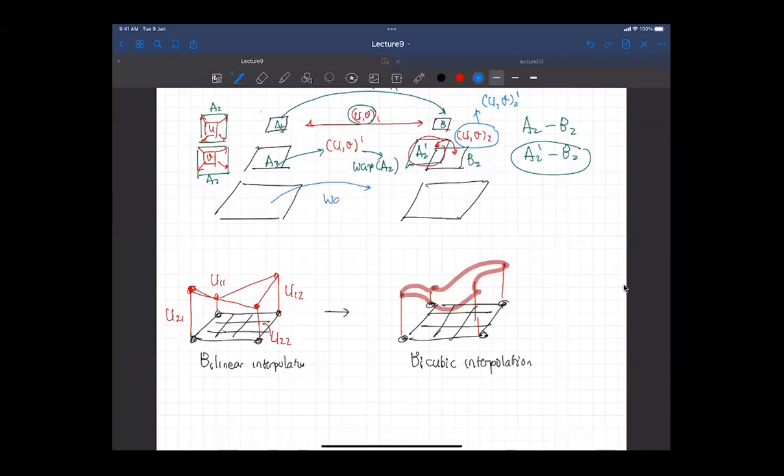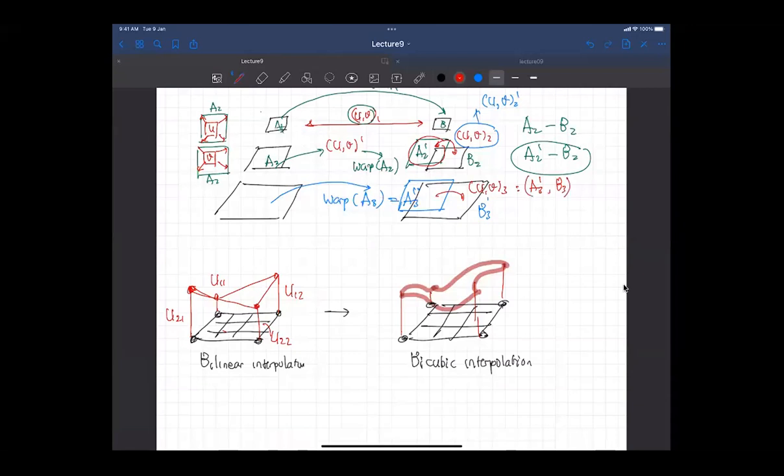UV2 prime is the larger version of UV2, and with that larger version, UV2 prime, you do the warping here. So warp A3 using UV2 prime. Okay, and then the warped A3 becomes A3 prime. And again, you have a closer image to B3. And then you compute UV optical flow 3, which is between A3 prime and B3. So this one is computed from A3 prime and B3.